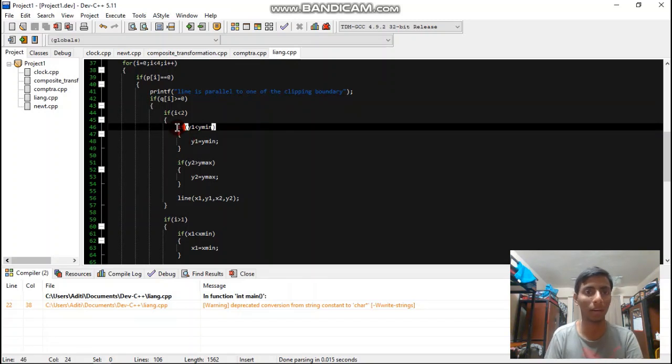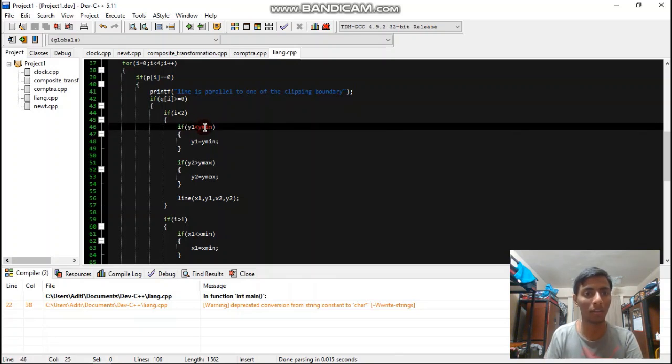for which side it is parallel. So here, if i is less than 2, which means i is either equal to 0 or 1, that means the line is parallel to the vertical axis. So here that means x is constant. And as we have already checked if the line is inside or outside the boundary, we don't need to change x.